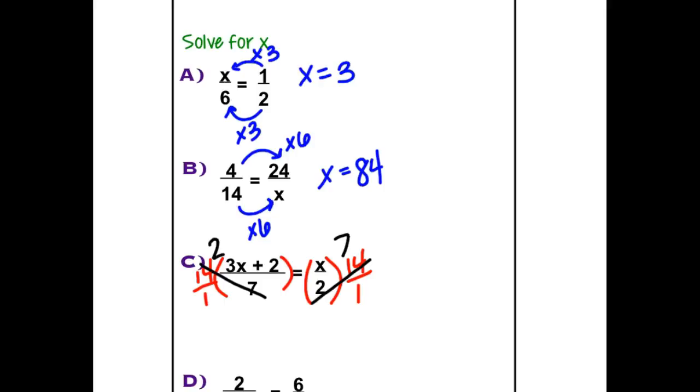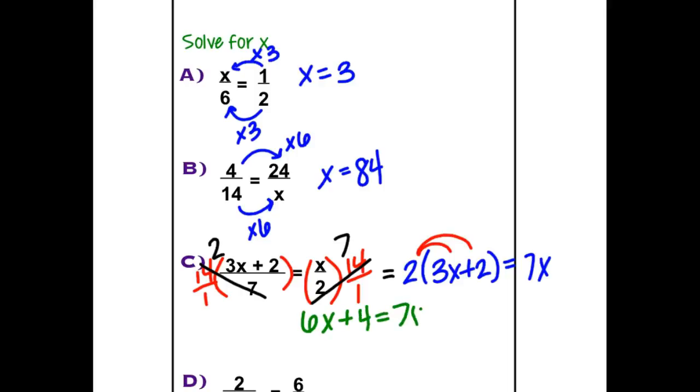Now I can clean up what I really have, which is 2 times the quantity 3x plus 2 equal to 7 times x. So now, if I divide 7x by 2 to get rid of that 2 outside the parentheses, it's going to get really messy really fast. So here is where I'm going to choose to distribute that 2 in, which will then give me 6x plus 4 equal to 7x. So then I say, okay, I need to get rid of this 6x, so I subtract 6x from both sides. That gives me 1x, or x, equal to 4.